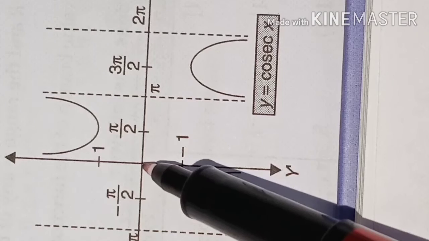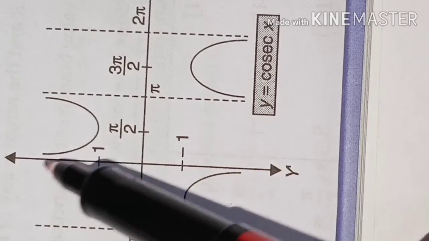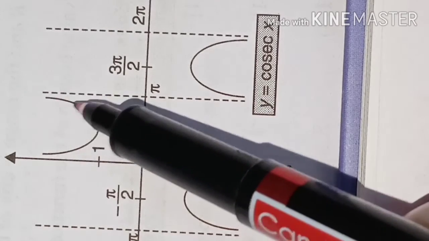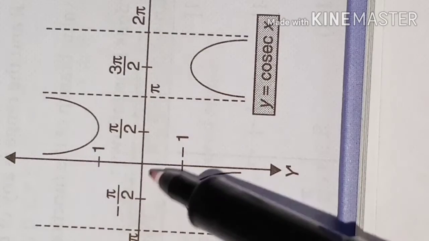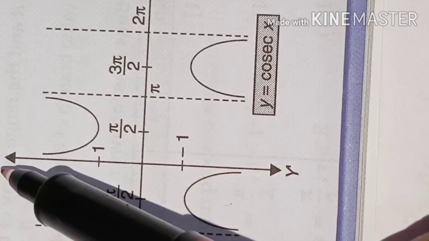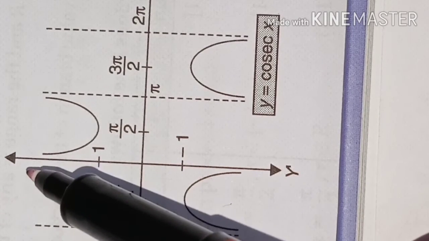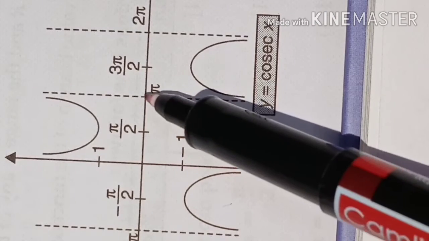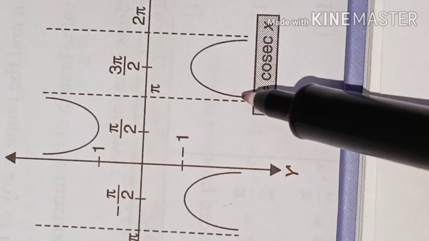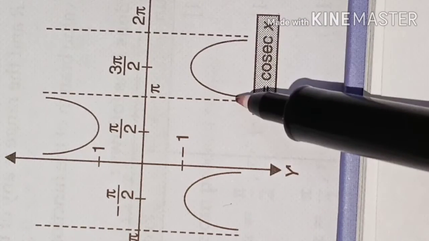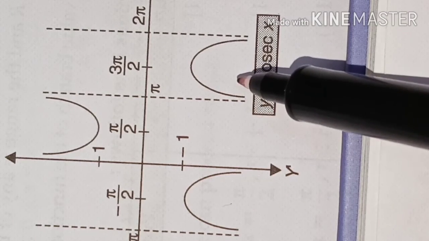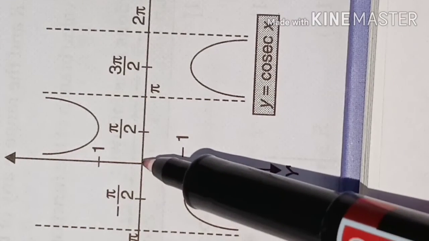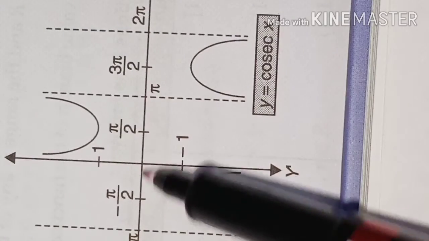Between 0 and pi, the graph near pi is always going towards the vertical asymptote. Near 0, it is going towards the y-axis but not reaching the y-axis. Like that, between pi and 2 pi also, there is the cosec function's graph which is below -1.